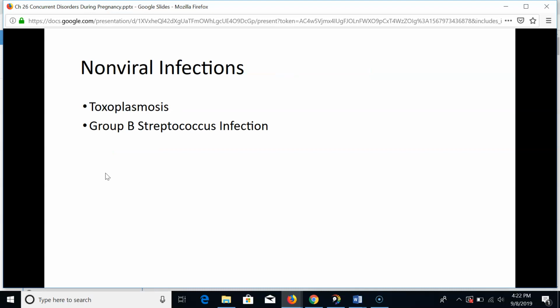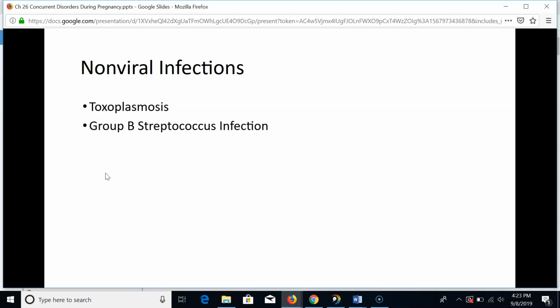Non-viral infections can occur as well during pregnancy. Toxoplasmosis is a protozoal infection that can be transmitted through raw or undercooked meats, through contact with infected cat feces, or across the placental barrier. Fetal effects depend on when the infection is transmitted. Severe fetal complications can occur if it's transmitted in the first trimester. The complications include hydrocephaly, which is water around the brain, microcephaly, small head, and calcifications within the cranium.